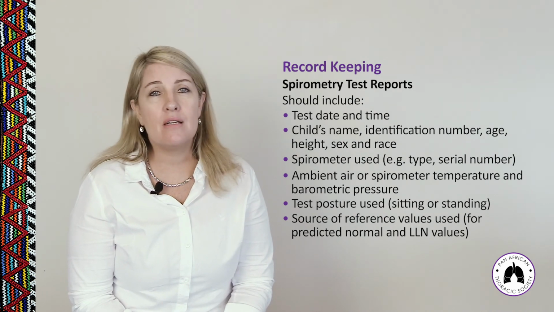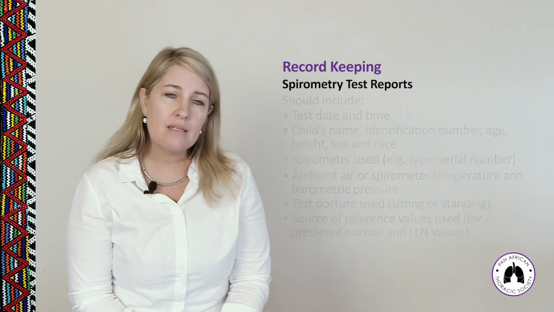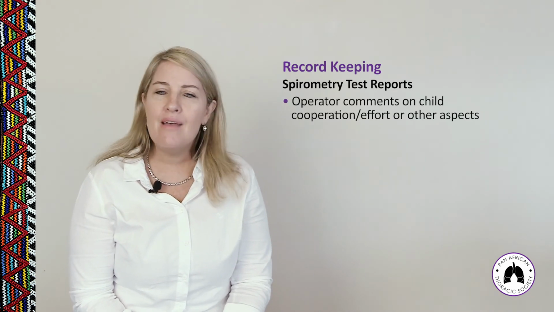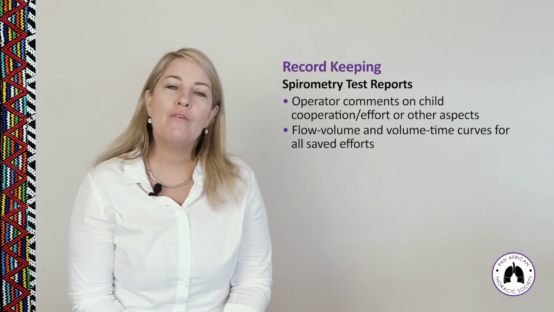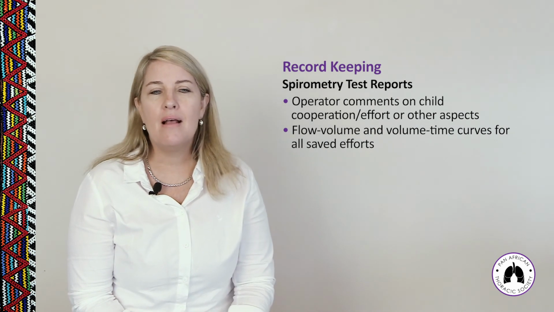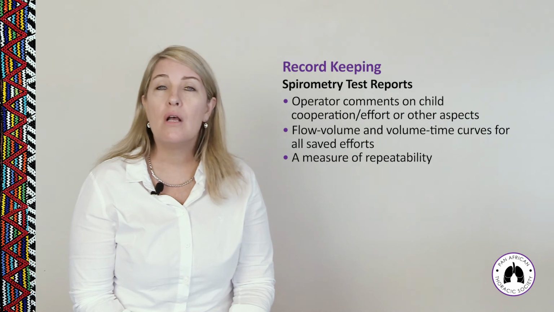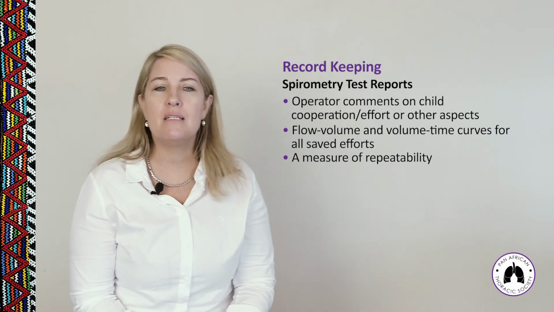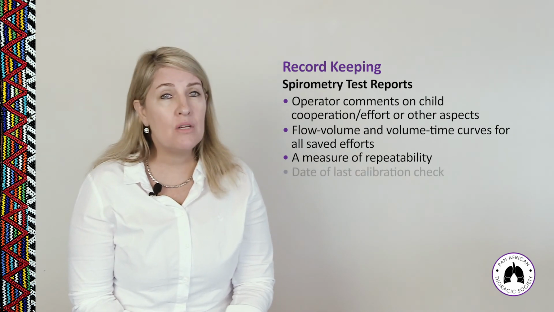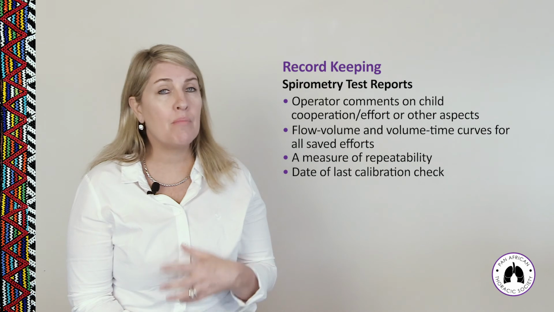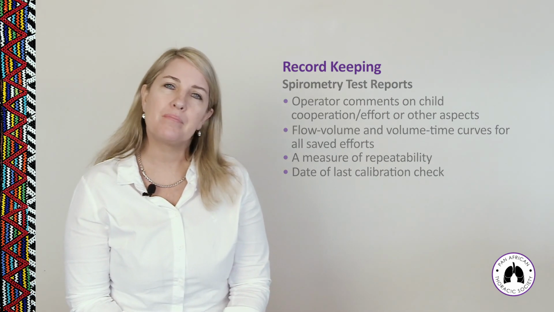It would be great to see the technician's name and initials. We would also like to see the technician comments on child cooperation, effort, and other aspects of the testing session. Flow volume and volume time curves should be saved for all the tests. How you measure repeatability should be showing up on the test reports, or it could have a comment on repeatability somewhere on the test report. And very importantly, we want to know when a calibration check was conducted on the equipment before the child started to blow.